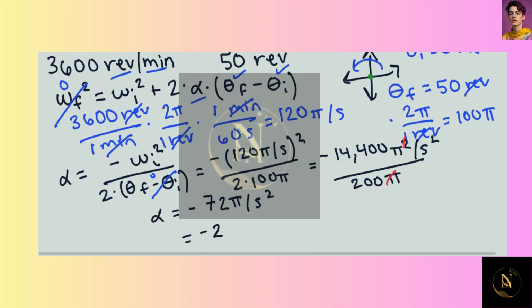Equivalently, this is approximately negative 226 radians per second squared if we multiply out the pi and include that with it.